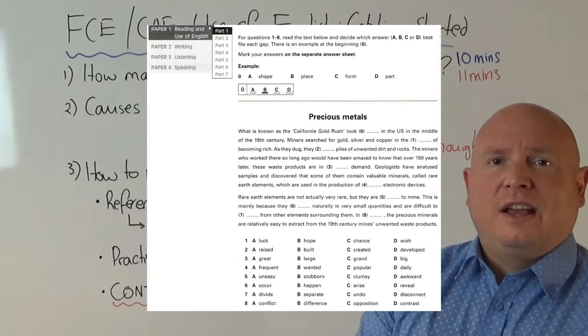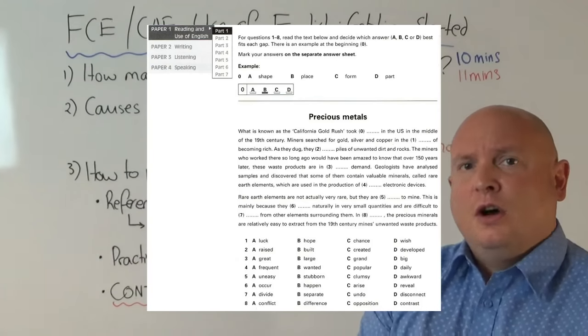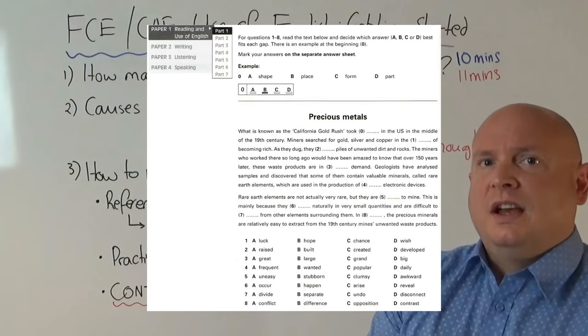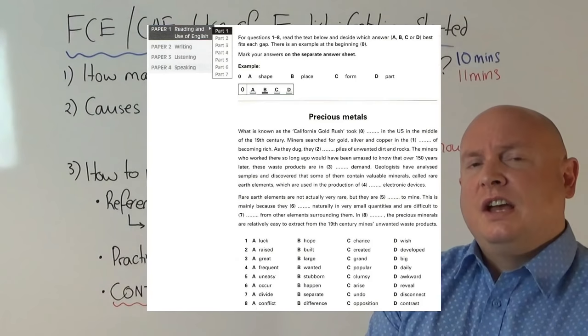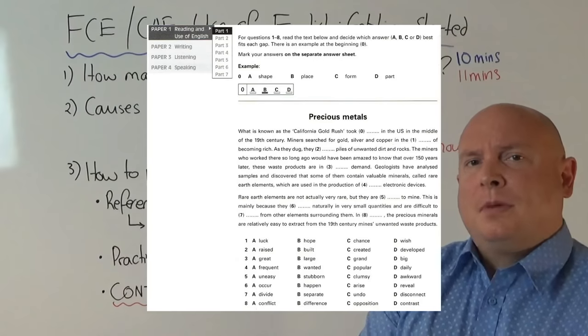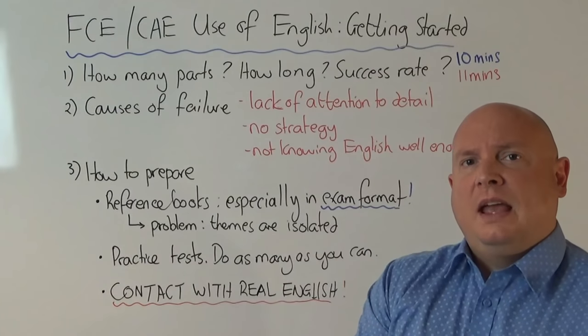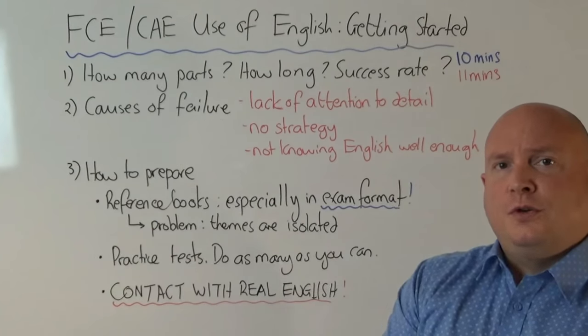They test things like phrasal verbs, collocations, some basic expressions. Of course, in CAE, more complicated phrasal verbs and expressions, but especially collocations and context. You need to be quite analytical here. You really do need to know your vocab, but I'll explain that and how to do it in the individual videos for each part.